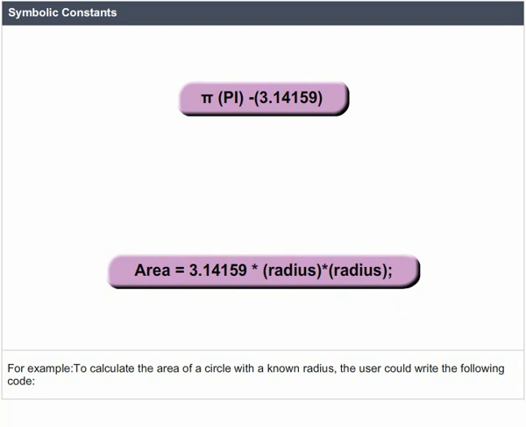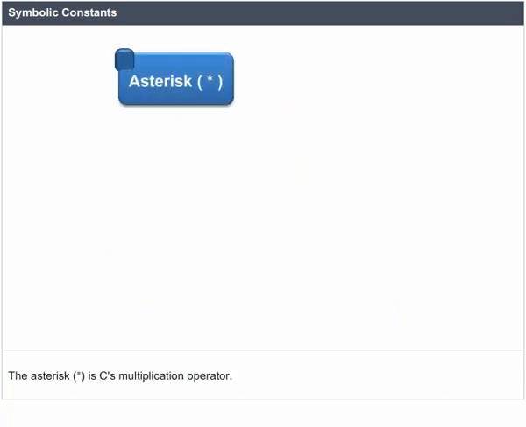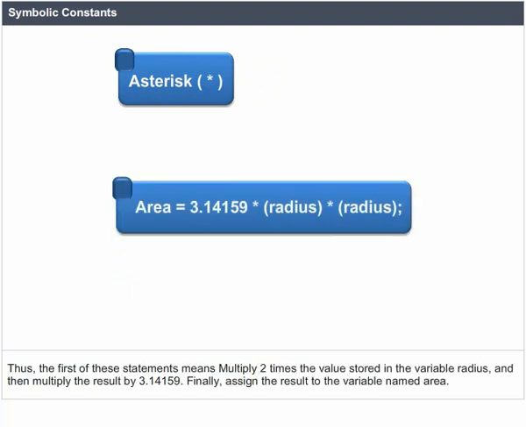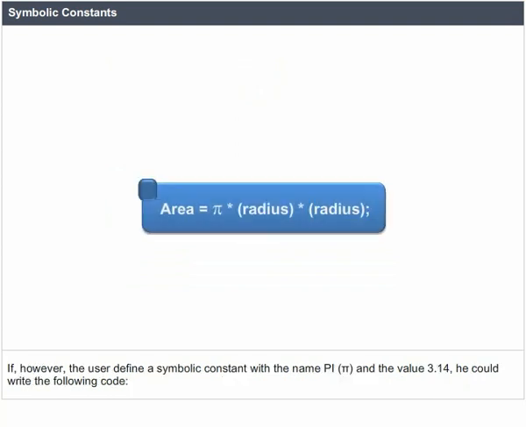The asterisk is C's multiplication operator. Thus, the first of these statements means multiply 2 times the value stored in the variable radius and then multiply the result by 3.14159. Finally, assign the result to the variable name area. If, however, the user defines a symbolic constant with the name PI and the value 3.14, he would write the following code.